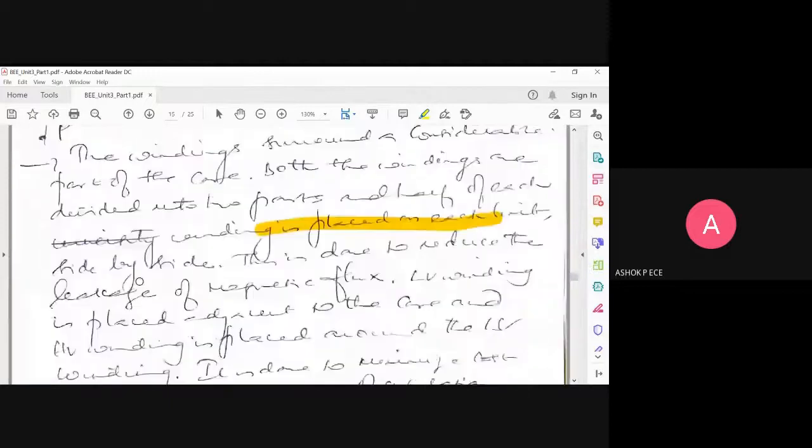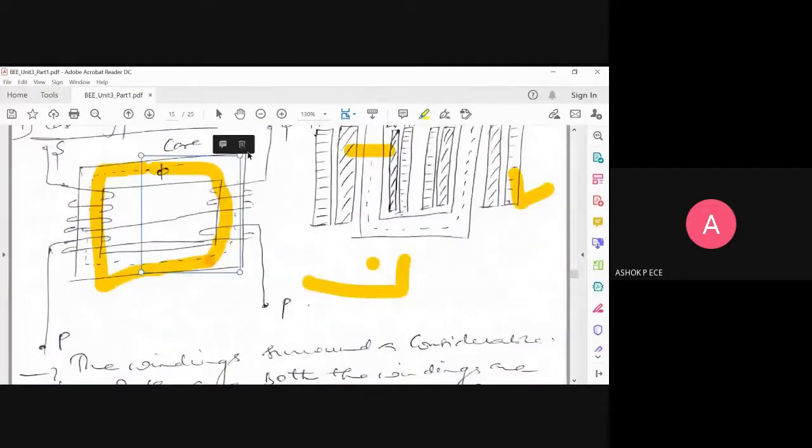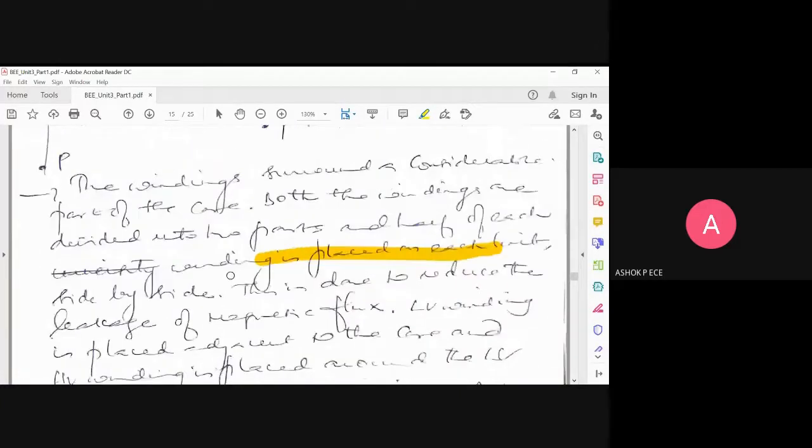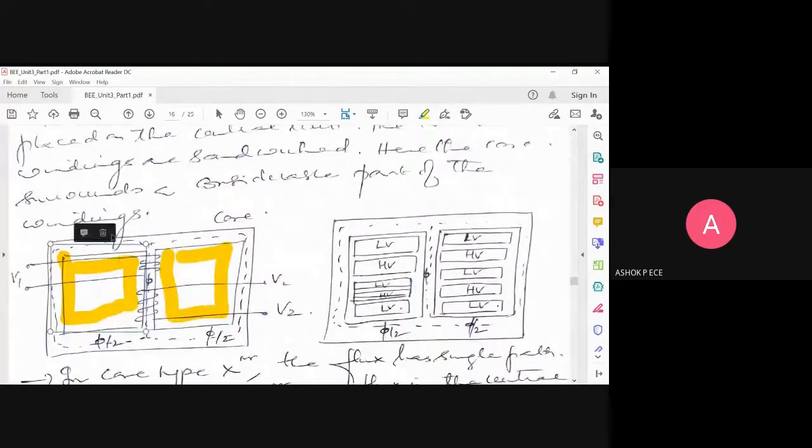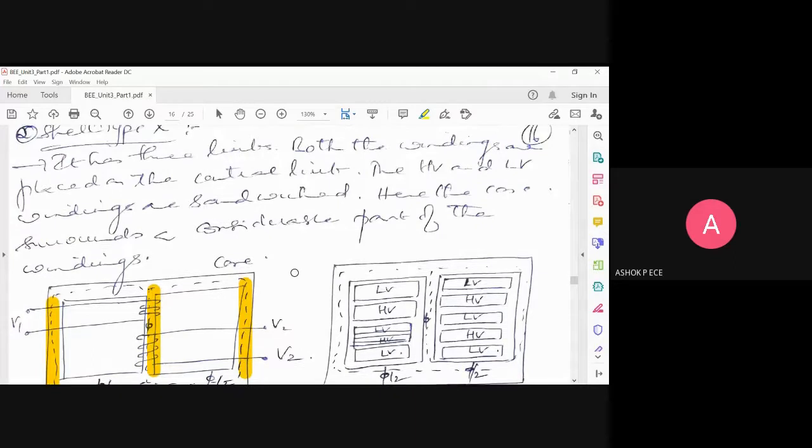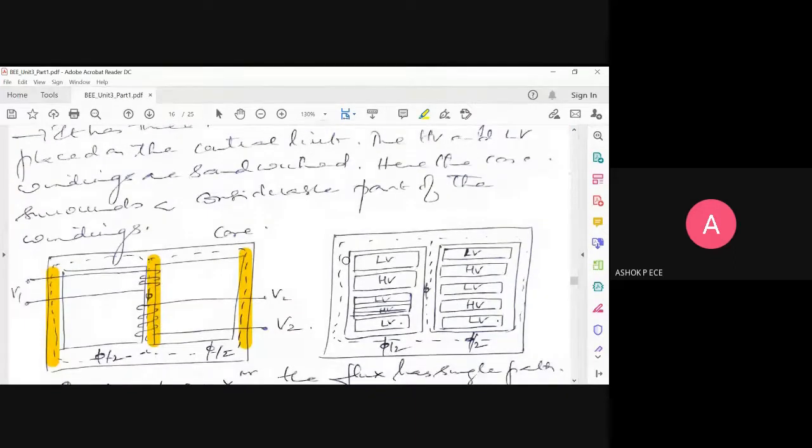Previously, in the earlier case, you had only two limbs. I told you a limb is your vertical portion. So previously you had only two limbs, but now the shell is going to have three limbs: one, two, and three. Both the windings are placed on the central limb. So the central limb will have both primary and secondary.